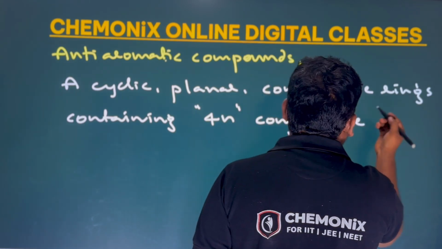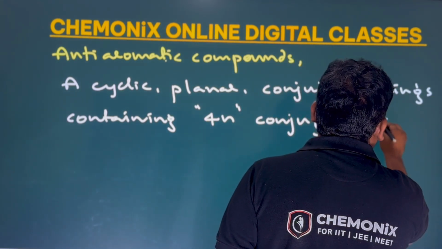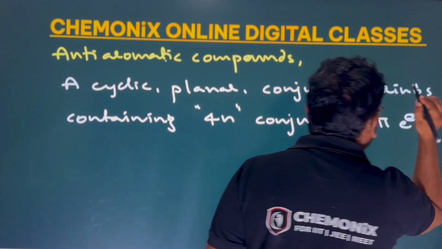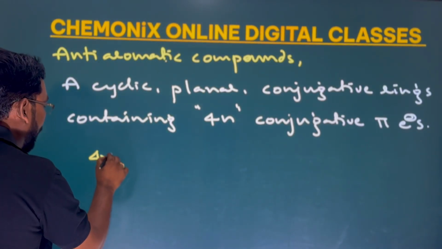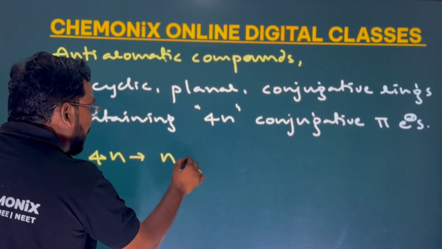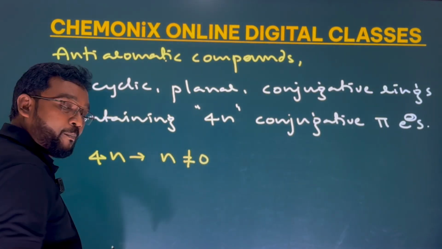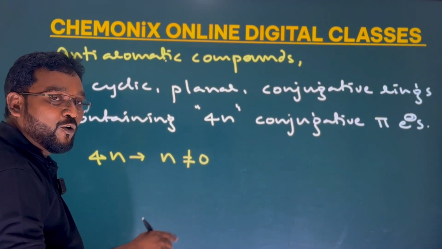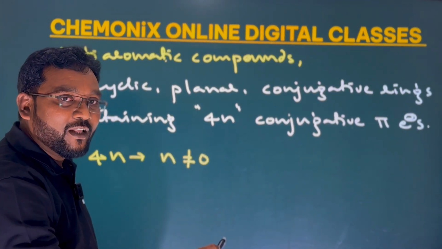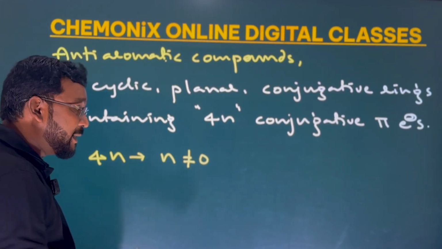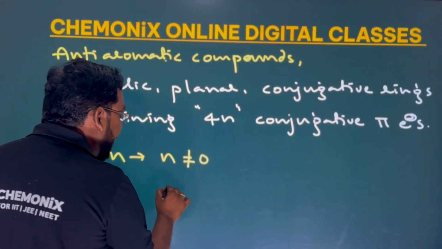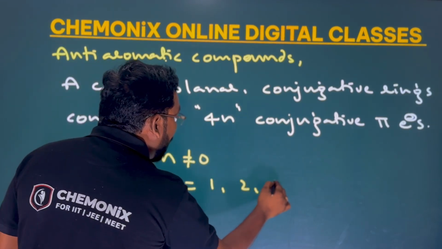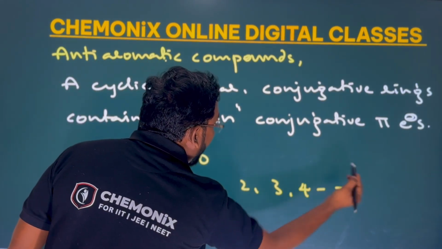So, there must be 4n conjugative pi electrons here. This is called an anti-aromatic compound. And in this, 4n is here now. What is n here? Remember, n cannot be 0. If n is equal to 0, 4 into 0 is equal to 0. There is no conjugation. So, n cannot be 0, but n can be 0 in the Hückel's rule, but not here. So, here what can n be? n can be 1, 2, 3, 4 and so on.